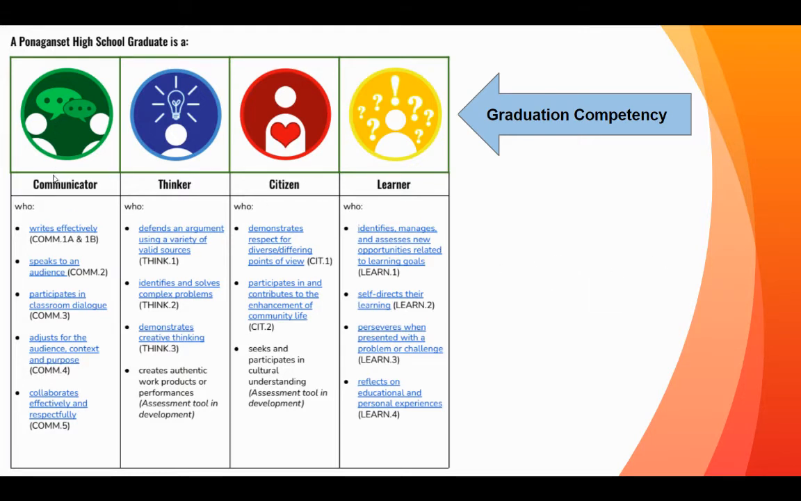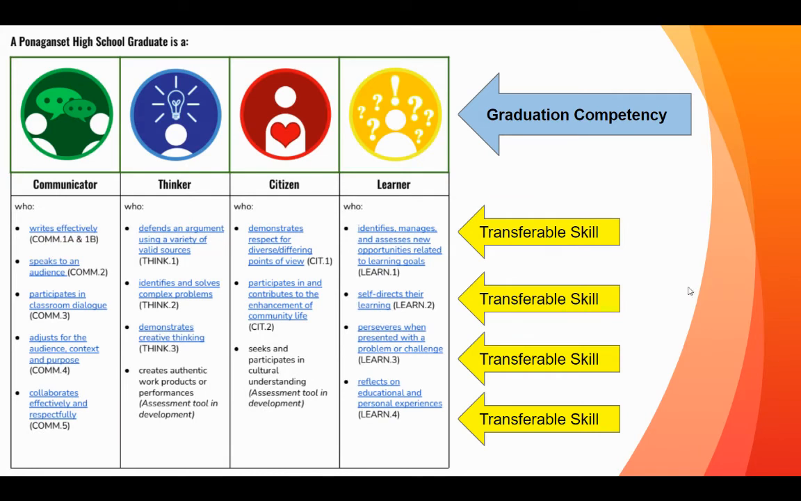They are not these 4 big bucket ideas here, these nouns: communicator, thinker, citizen, and learner. Those are the big 4 nouns. They are the umbrellas or the buckets that have underneath them the transferable skills. So the transferable skills are written as verbs here. So identify, self-directs, perseveres, reflects, etc. are all actions under the noun of being a learner.